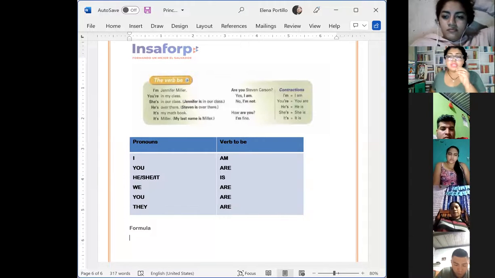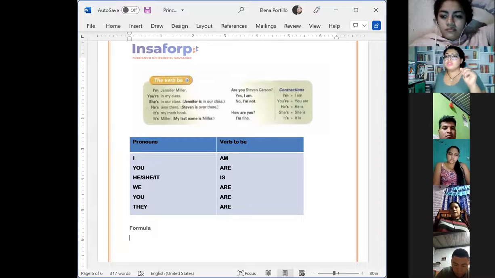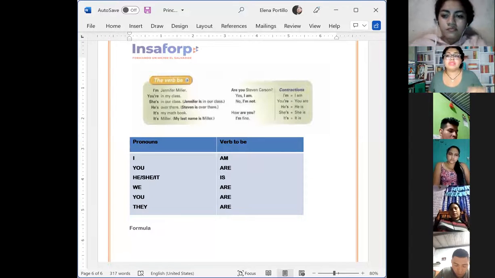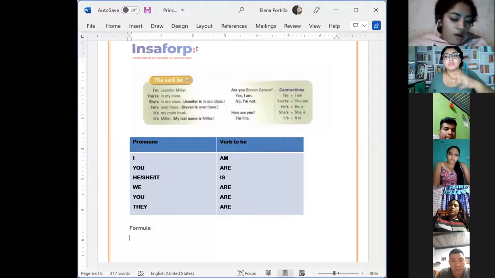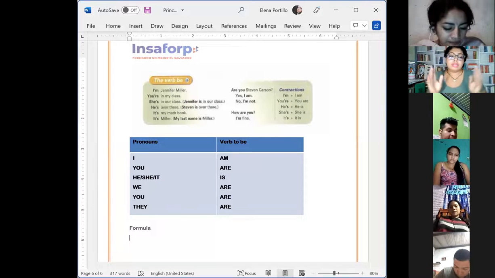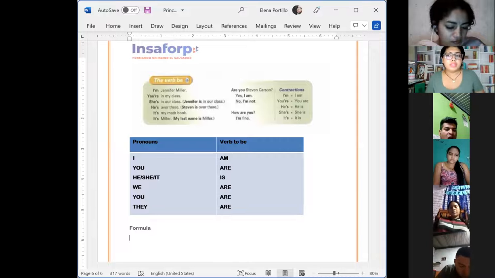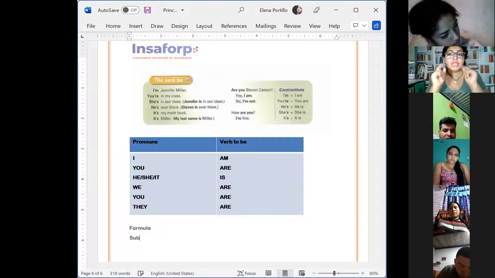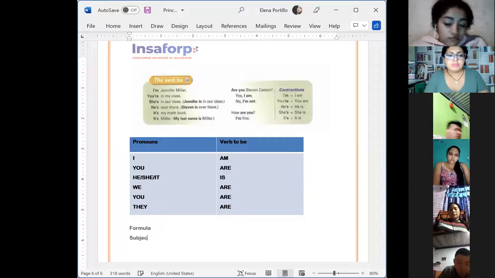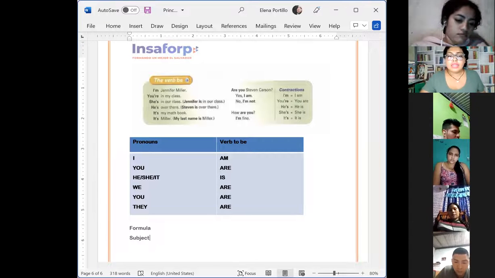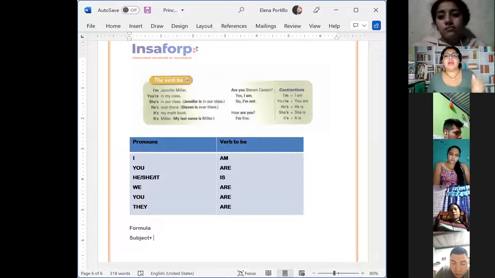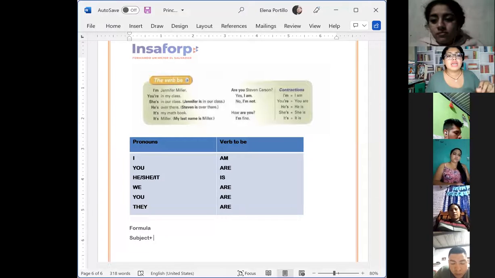So, we are going to have this formula. Remember that we are using the present simple. Estamos utilizando presente simple. No nos vamos a meter en ningún otro tiempo, ni en pasado, ni a futuro, sino que vamos a utilizar el presente simple para comenzar con este proceso. So, we have in the formula that we have to write the subject at the beginning of the sentence. Vamos a escribir el sujeto al principio de nuestra oración. You know that the subjects are the pronouns. En este caso, ustedes ya saben que el sujeto van a ser los pronombres.